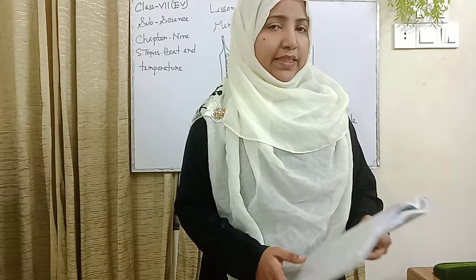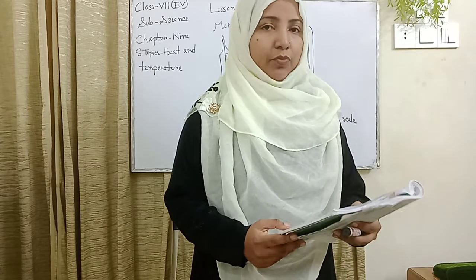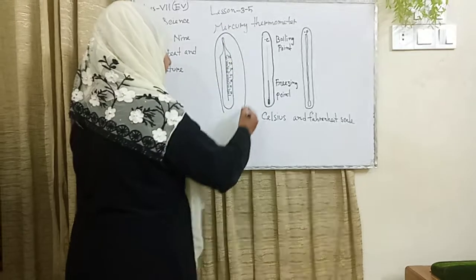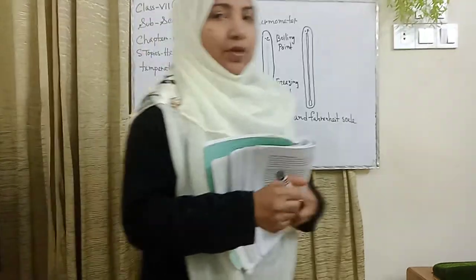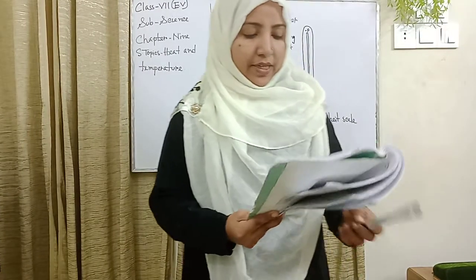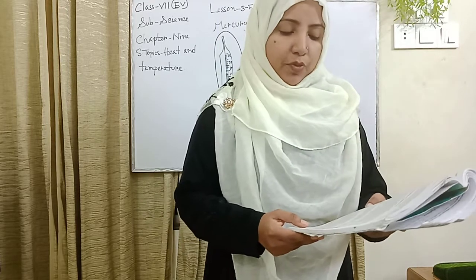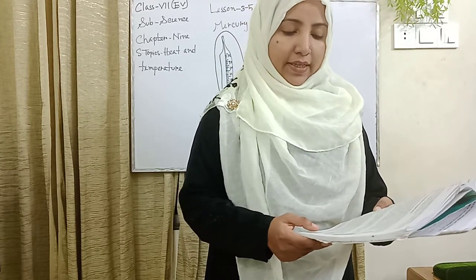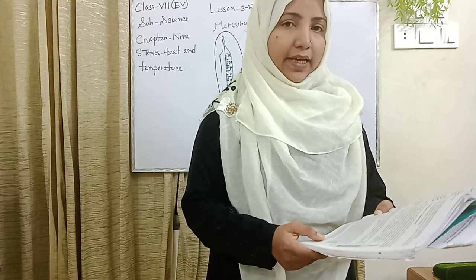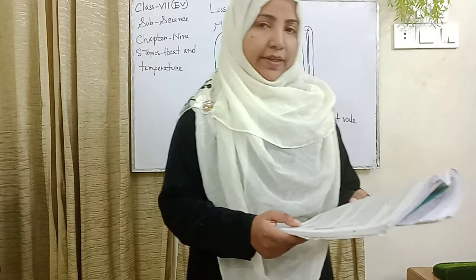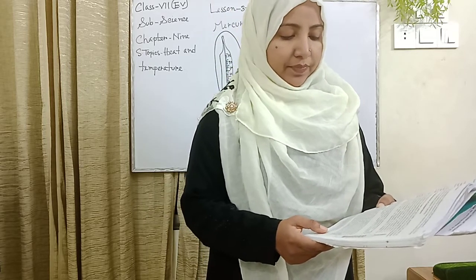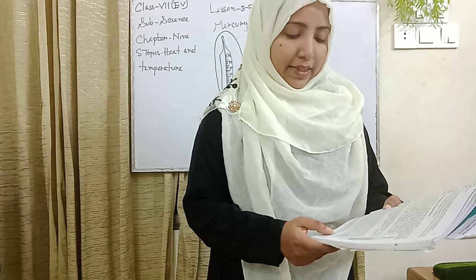Please everyone see the books. What is the mercury thermometer? Here I show the structure of a mercury thermometer. The type of thermometer that uses mercury as an indicator of temperature is called the mercury thermometer. You have certainly seen the thermometer which is used to measure fever. It is basically a mercury thermometer.